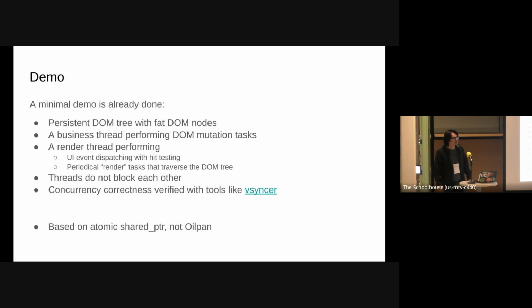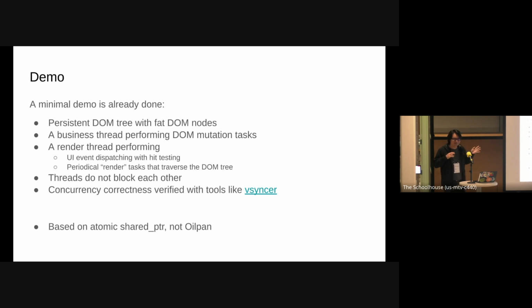So at Huawei, we made a minimal demo. We implemented a minimal demo that contains a persistent DOM tree with fat nodes. And also, there are 2 threads running. A business thread that keeps mutating the DOM tree, and a rendering thread that keeps performing not exactly rendering, but 2 types of tests. One is hit testing to simulate the UI events, and another one is a rendering test, which is not really rendering, but just traversing the DOM tree. And the 2 threads do not block each other at all, except when hitting the same atomic.